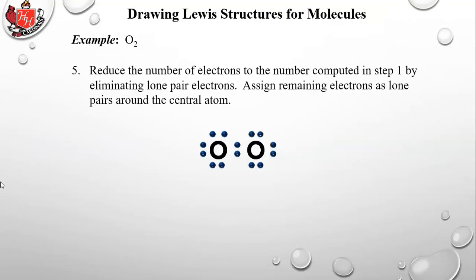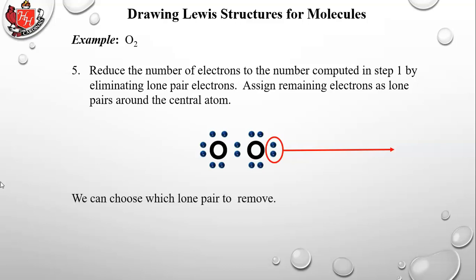So reduce the number of electrons to the number computed in step 1 by eliminating lone pair electrons. Assign remaining electrons as lone pairs around the central atom. Okay, so we have 14. We have to limit it to 12. So we're just going to take off one of those lone pairs. That would be 2 electrons. We just arbitrarily chose those 2, so we can choose which lone pair to remove. So there it goes. Now we're down to 12 electrons, and that's what we need.